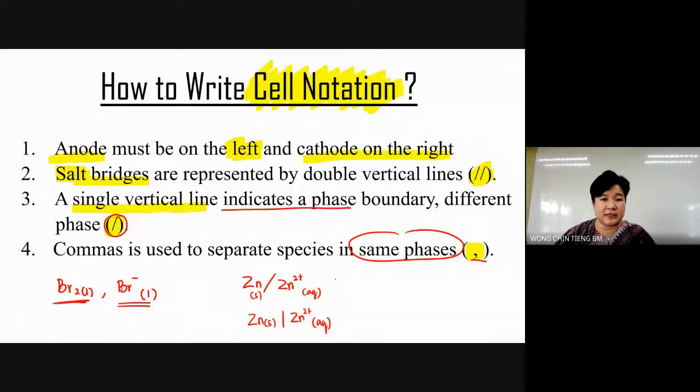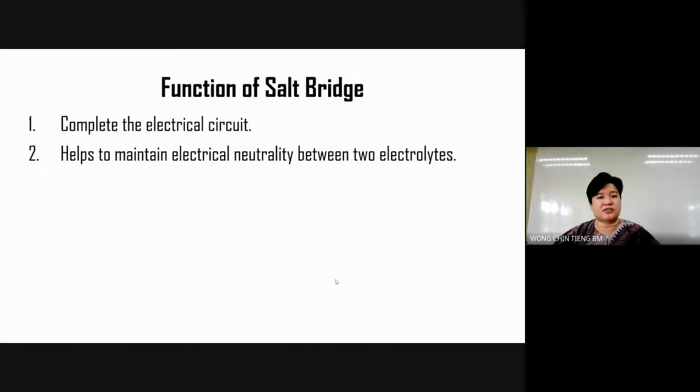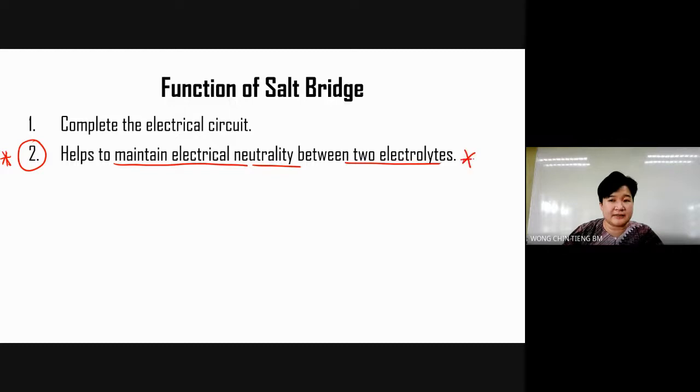Alright, sama je. Okay, what is actually the function of salt bridge? So we have two functions, but the main function is actually this. Alright, the first function, we are going to complete the electrical circuit. If you don't have the salt bridge, you will then realize your circuit is not complete. The second is actually to maintain the electrical neutrality between the two electrodes. Both are the main function actually, but this is the one that the question always asks you to explain.